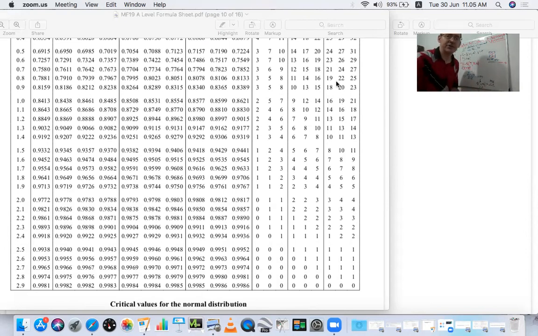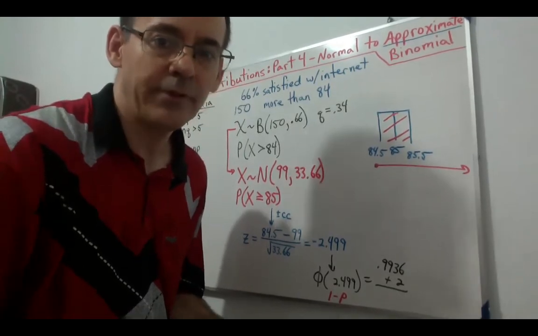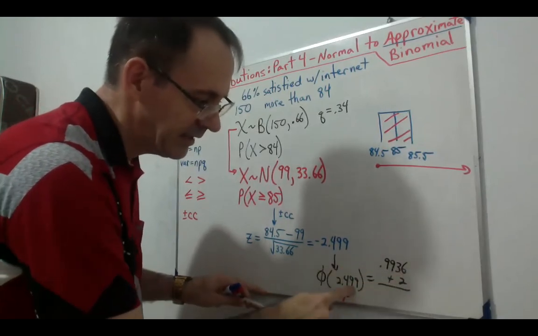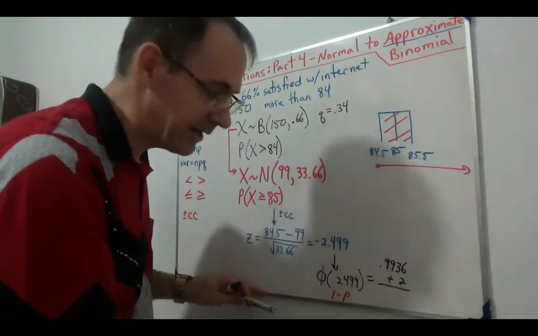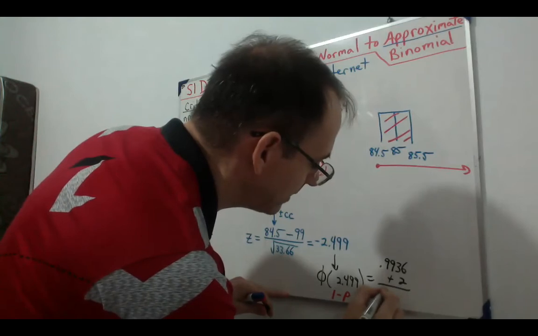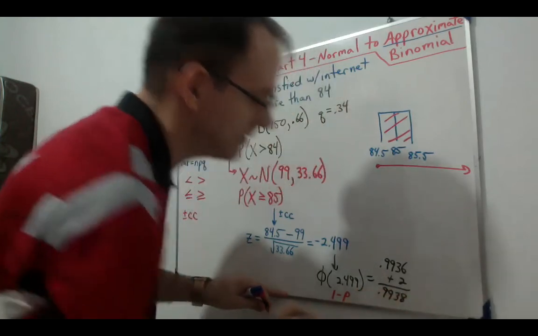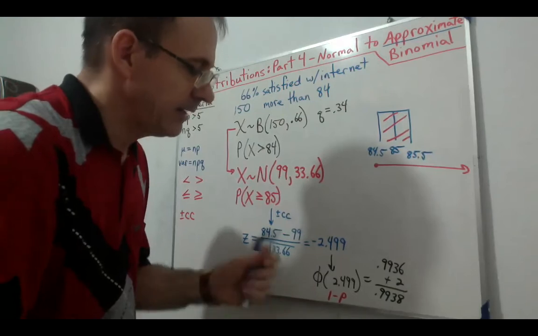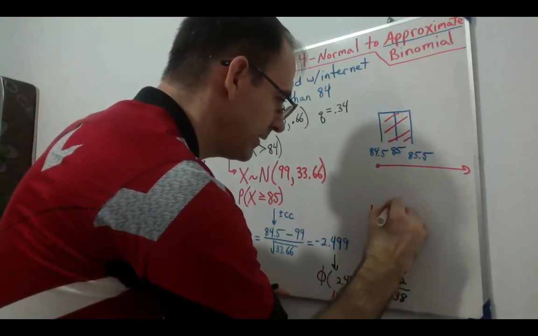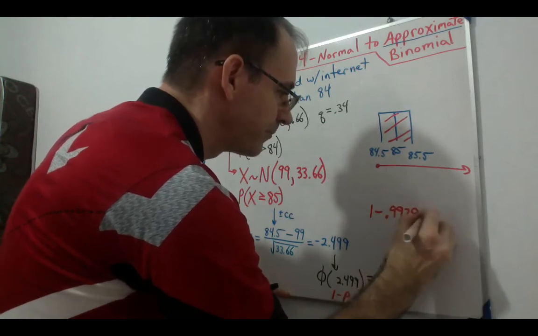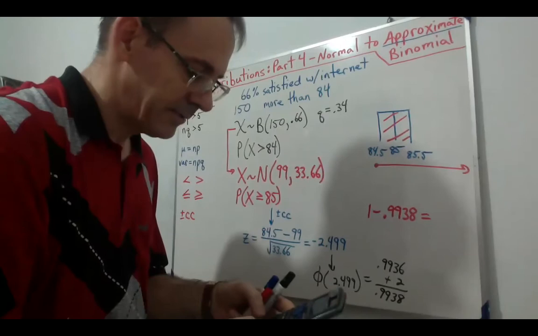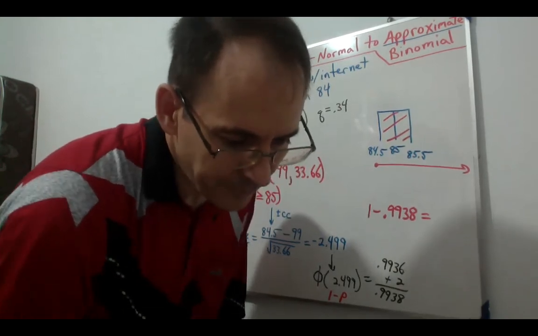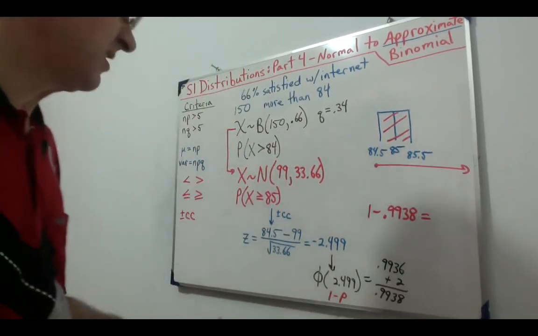Okay, now we can come back here to our board now that we used that. So the 2.4 cross-referenced with the 9 on the top gave us 0.9936. And then the last 9 in the right-hand column said to add 2. So we get 0.9938. But since we had to look up the positive z, we now need to do 1 minus p. So 1 minus 0.9938 is going to give us 0.0062.